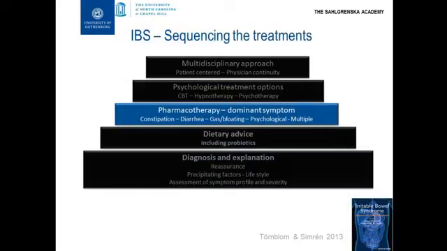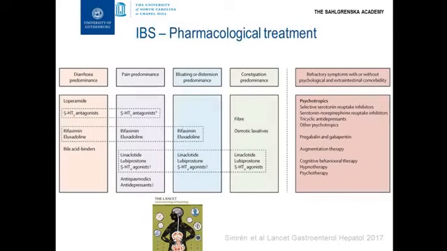If that doesn't work, normally we move into pharmacotherapy, targeting the dominant symptom. For instance, if you have the predominant constipation, diarrhea, gas, bloating, psychological factors, or pain, you choose different treatment options, and I will show you that on the coming slide. This is also a relatively busy slide, but this is a principle of how we actually deal with pharmacological treatment in patients with IBS today.